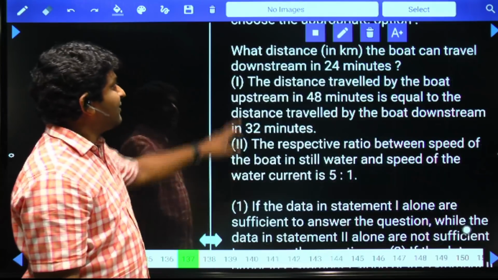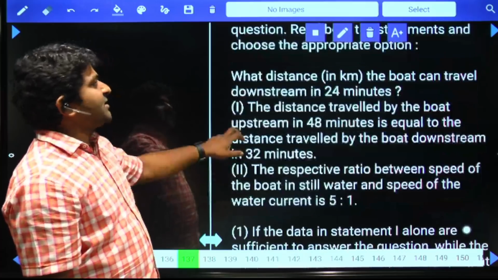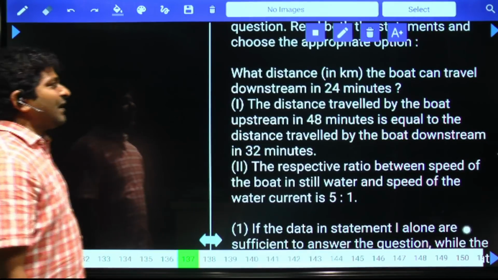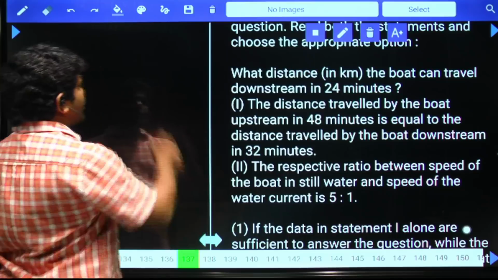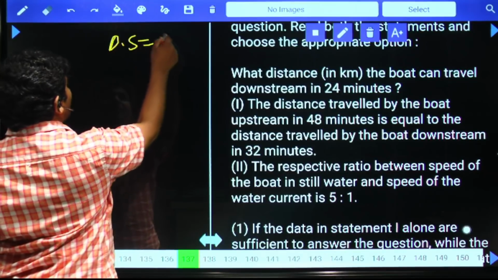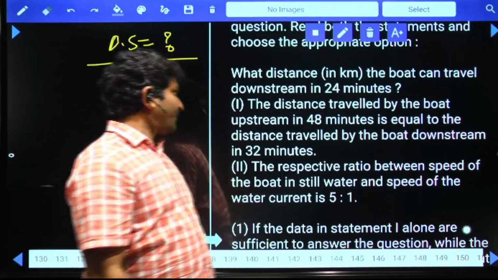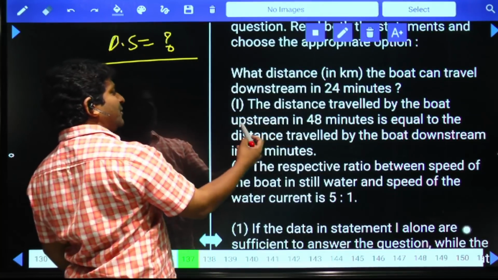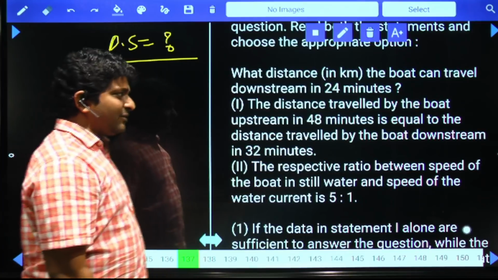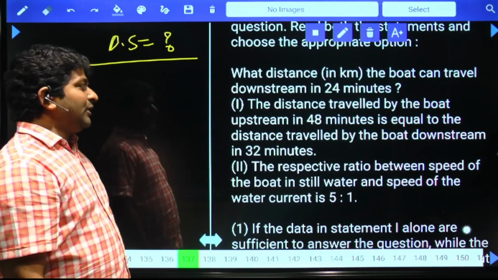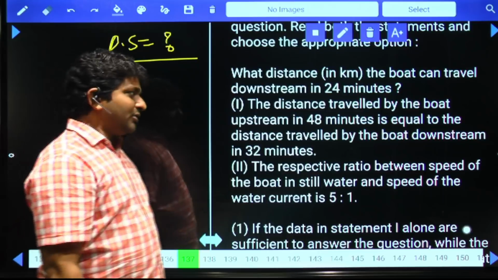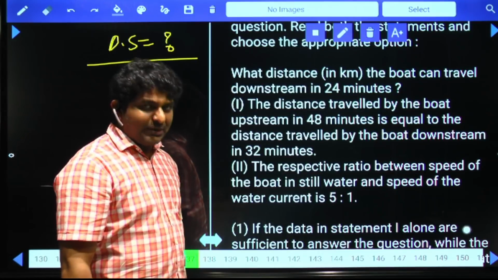Next, 137. Distance. What distance the boat can travel downstream in 24 minutes? So for this question, you need to know how much is downstream speed, either in kilometer per hour or in meter per second. The distance traveled by the boat upstream in 48 minutes is equal to the distance traveled by the boat downstream in 32 minutes.